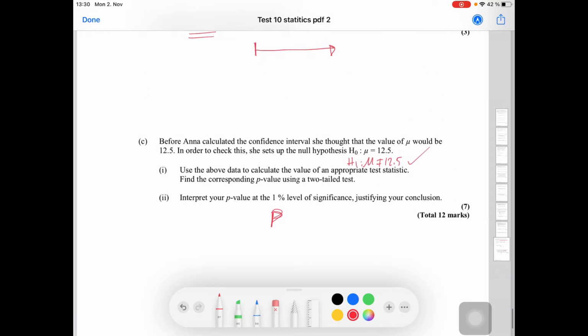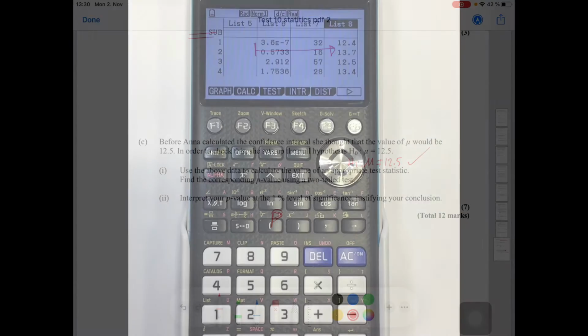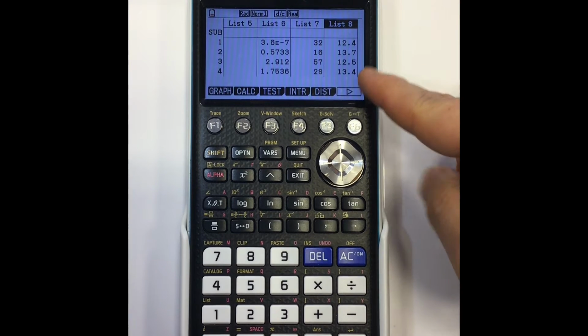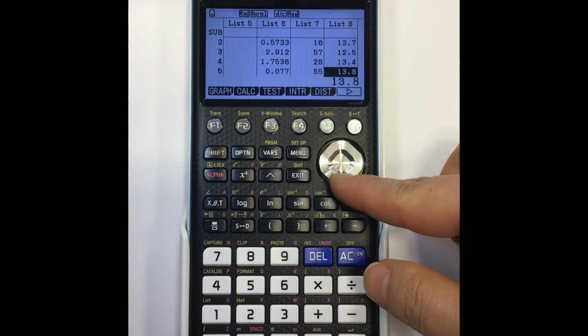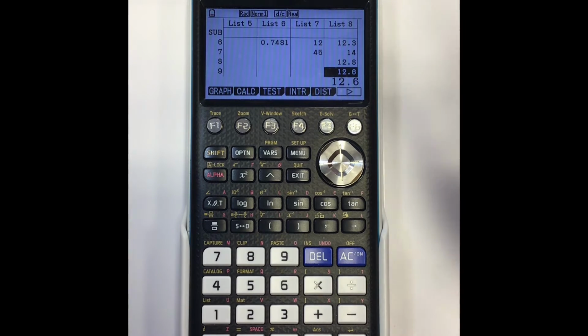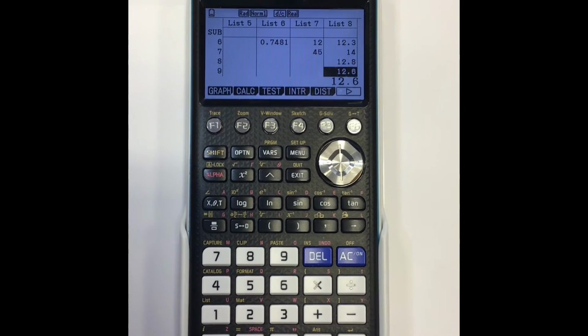Now let's go to our calculator and see them all. Alright, now we're in our calculator. I already typed them in, in list 8. So all the data is in list 8. I didn't read the question because I thought that you had read it and understood. Let's just go to the calculation.